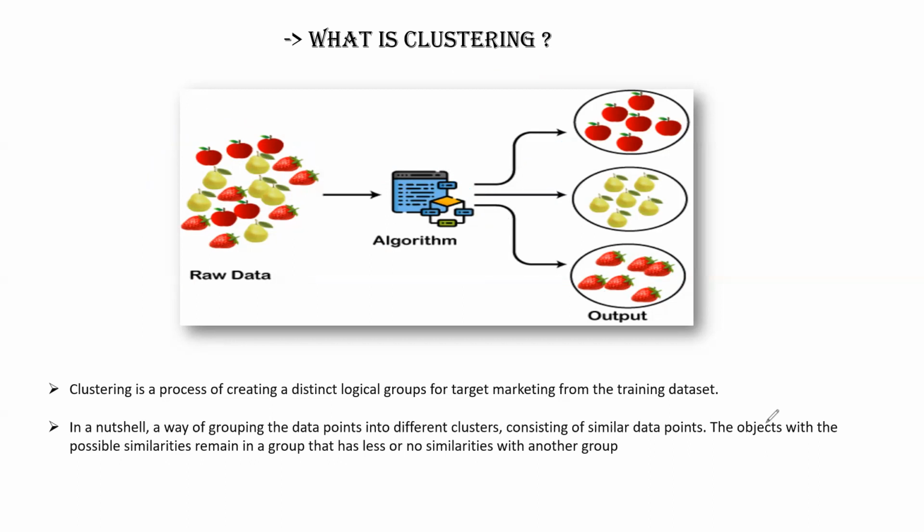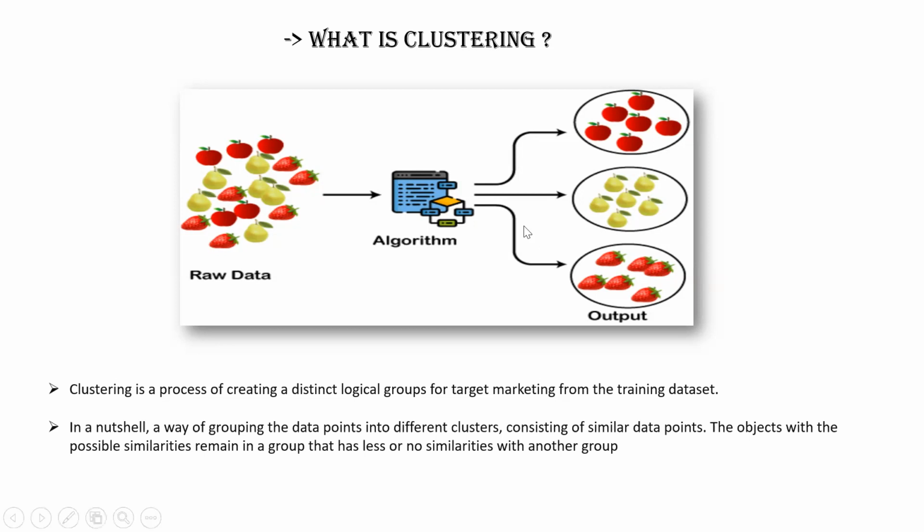Now we will look at the content as well, what has been written on this slide. This is a process of creating a logical grouping for target marketing. After identifying these clustering groups, I would be able to do target marketing. In a nutshell, each clustering group will have similar data points. The objects within a cluster may or may not have a relationship with the other clusters, and even if they do, it will not be a 100% relationship. It has just, I would say, 5 to 10% relationship with other clusters.